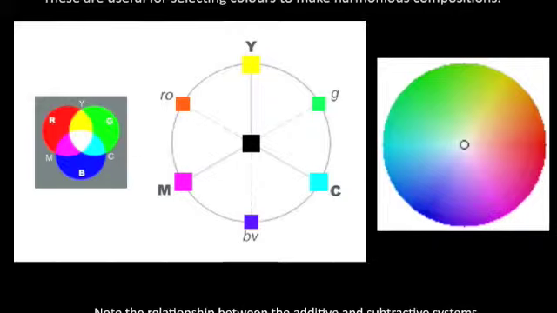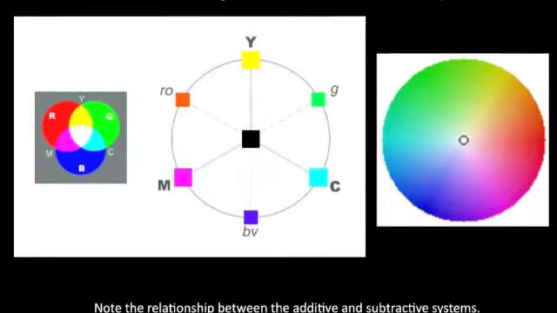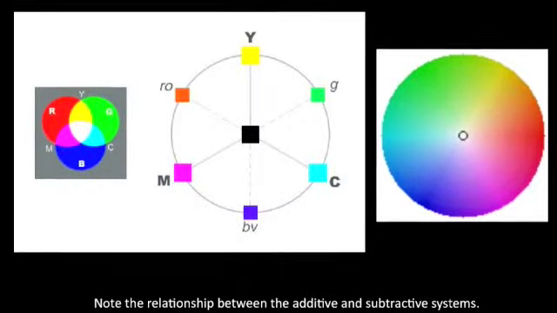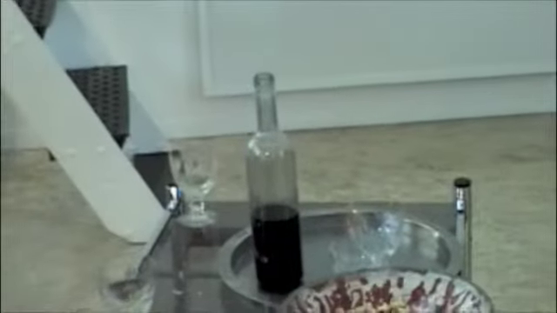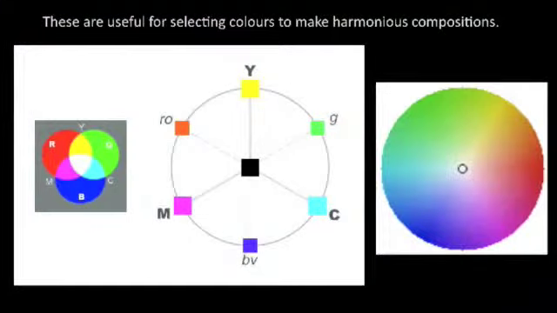Now, if we're dealing with paints, we would have yellow, magenta, and cyan as our primary colors. The primary color is a color that no other colors can be mixed together to make, but all other colors are made using those three primary colors. If we're using pigments, our primary colors are magenta, yellow, and cyan.